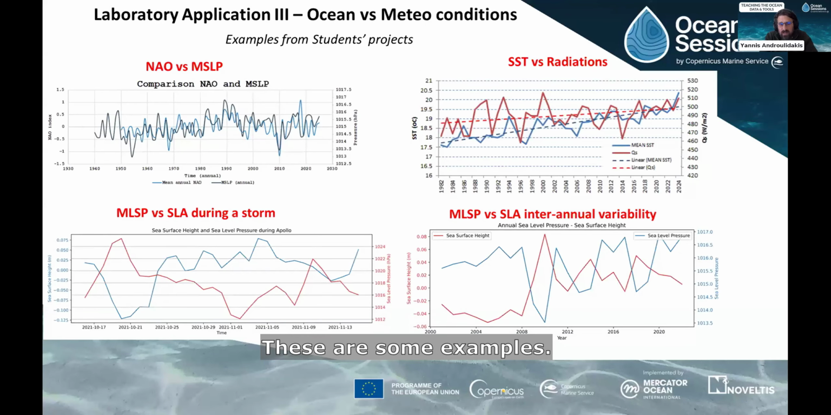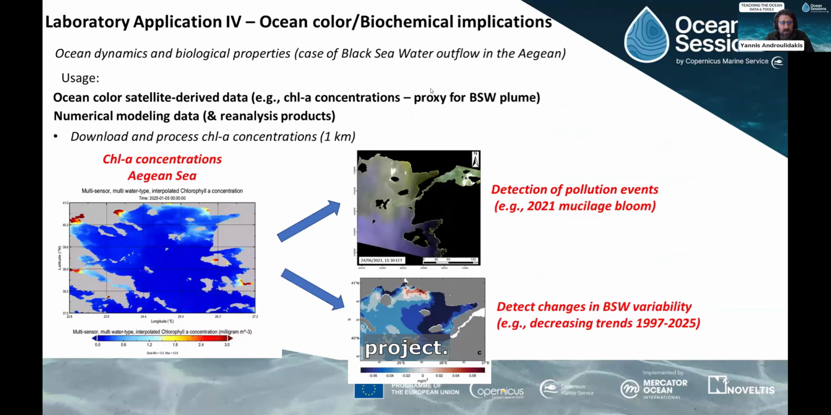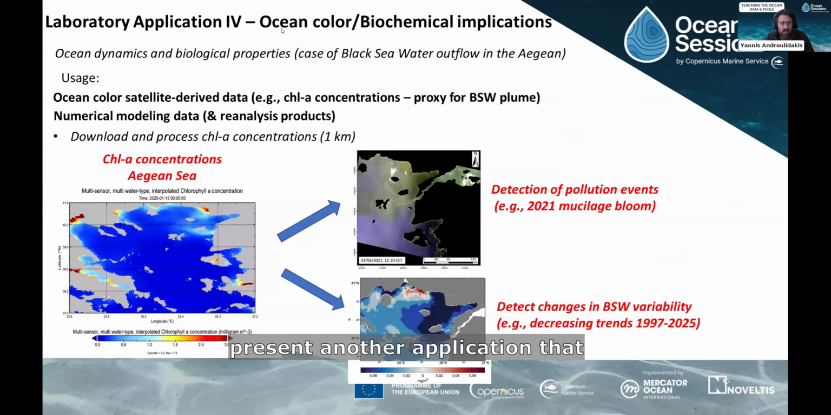These are some examples. These are results from different students. This is for the North Atlantic Oscillation and the pressure over the study area. This is during a storm, the atmospheric pressure and the sea level. You can see the counter correlation between these two parameters. This is temperature and radiation, and this is interannual variability of pressure and sea level anomaly for the students' project. And finally, I would like to present another application that we do.